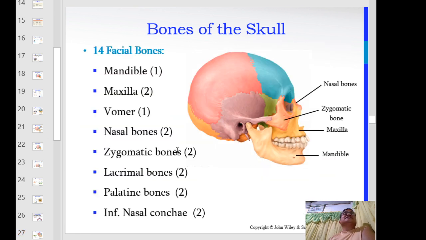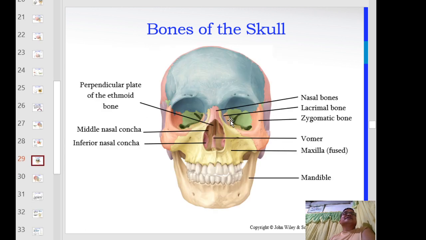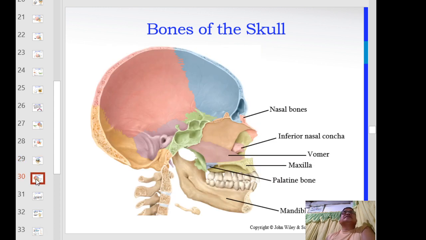So, 14 facial bones. We have here the nasal, zygomatic, maxilla, and mandible. Where are the palatine or the lacrimal? Okay, inside. So this is now your lacrimal, as when you cry. The vomer is inside, at the posterior. It is kind of like the ethmoid at the back. So you have here the maxilla and mandible. Okay, so that is the appearance.